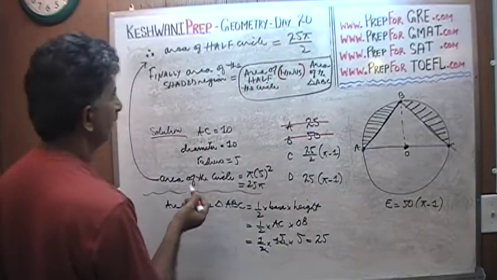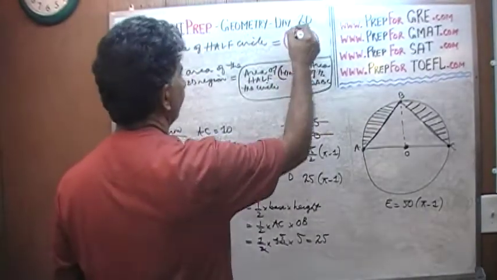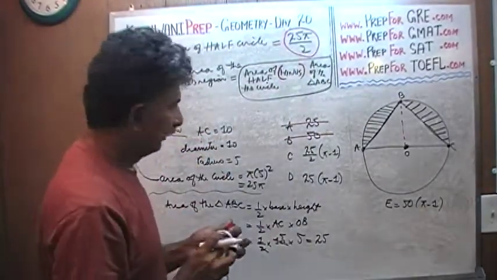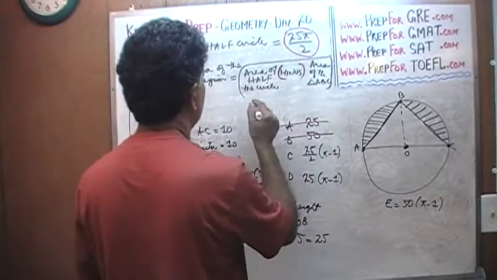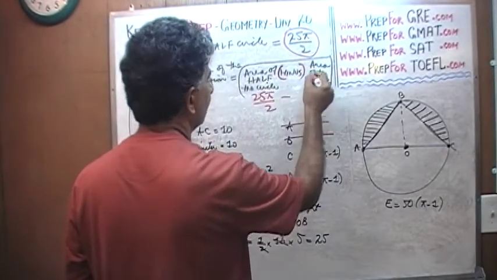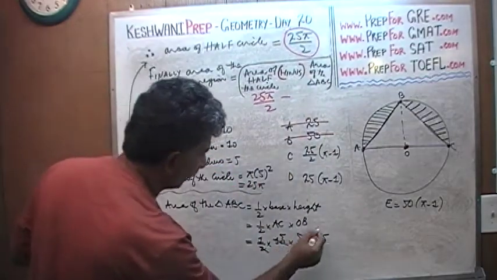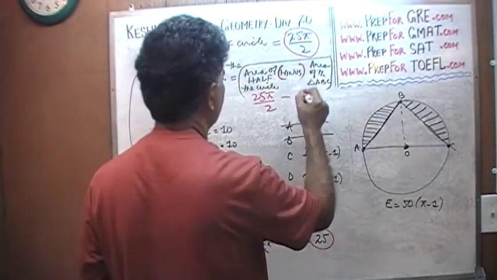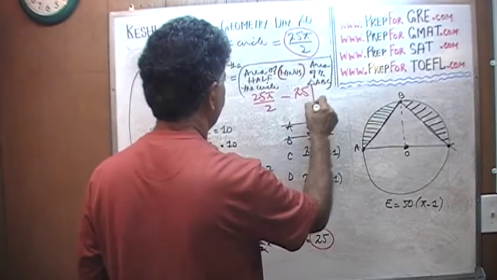The area of the half circle we already know is this part right here. So it is 25 pi over 2 minus the area of the triangle, which we just found to be 25. This is your answer.